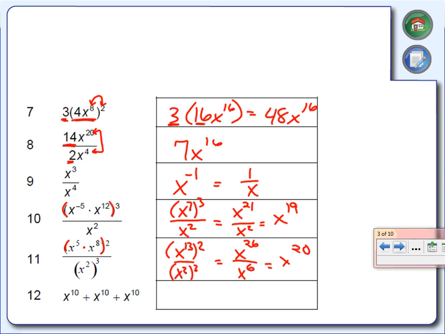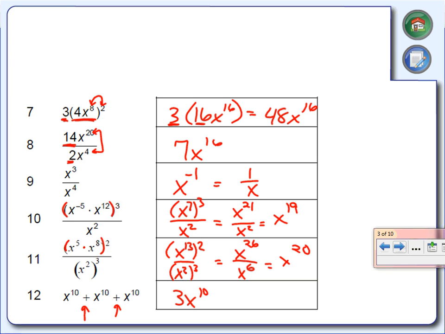And the last one, number 12, a little trickier here. This time notice that the operation we're talking about is addition. So I've got x to the 10th plus x to the 10th plus x to the 10th. What do you get when you add x to the 10th plus x to the 10th plus x to the 10th? 3x to the 10th. All we're doing is combining like terms. So 3x to the 10th power is what we get for number 12.